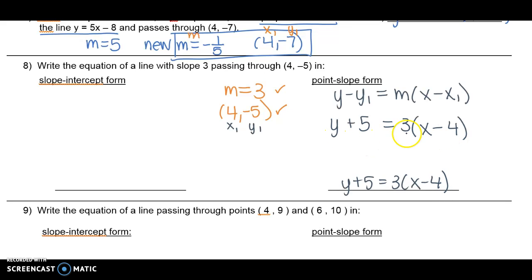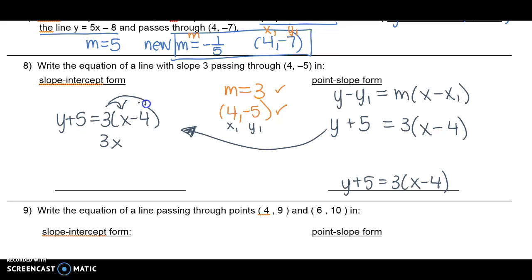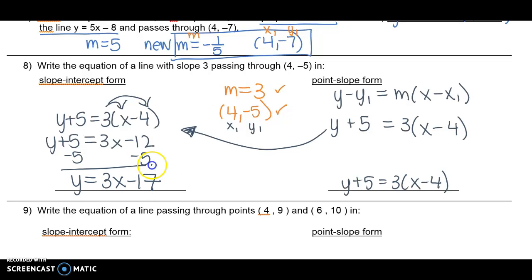But I could take this a step further and solve and simplify to get y by itself. So all I'm doing is I'm going to move this over here and then do my solving and simplifying. Distribute the 3 to both those terms. Subtract 5, and I get y is equal to 3x minus 17. So these are two forms that are pretty interchangeable. Do they look the same? No, but they're just two different forms to write the same exact function.